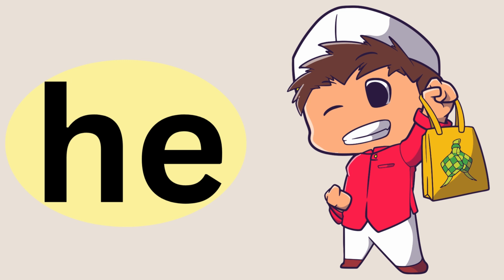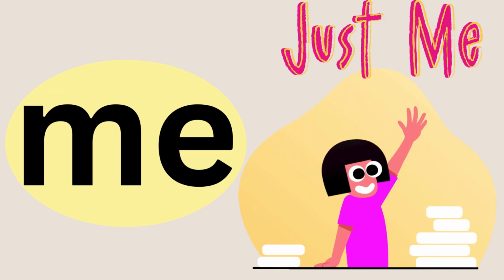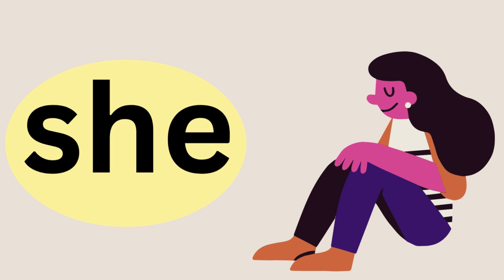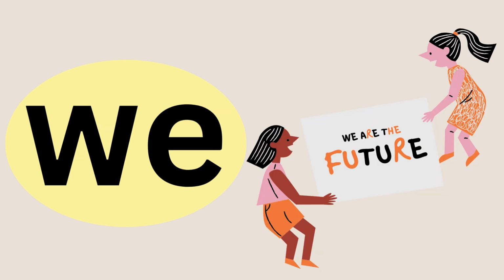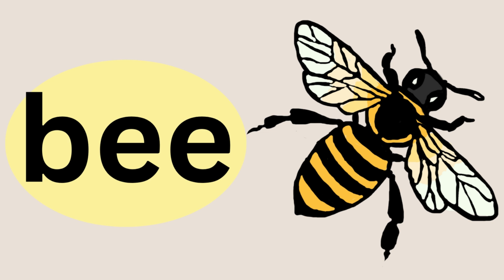He, we sound it out as E, he. Long E says E. Me, we sound it out as E, me. Long E says E. She, we sound it out as E, she. Long E says E. We, we sound it out as we. Long E says E. Be, we sound it out as be. Long E says E.